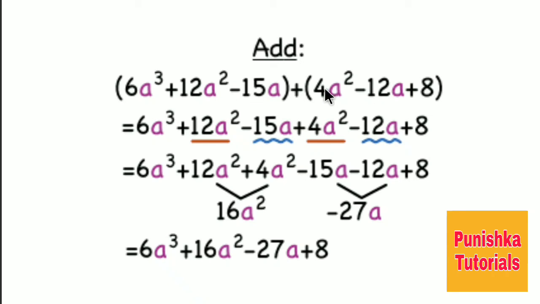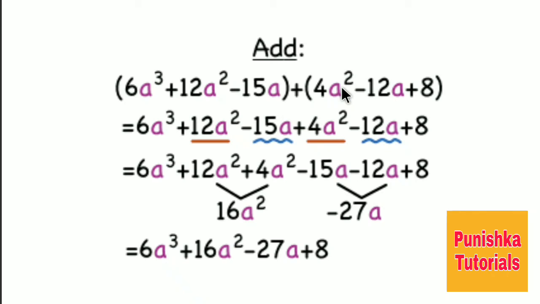If you observe, both the polynomials are already arranged in the decreasing order of their power. You have a raised to the power 3, a raised to the power 2, a raised to the power 1: 3, 2, 1. They are already arranged in the decreasing order. In the second polynomial also, a has the exponent 2, a raised to the power 1, a raised to the power 0: 2, 1, 0. They are already arranged in their decreasing order.